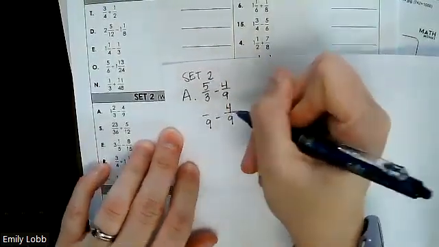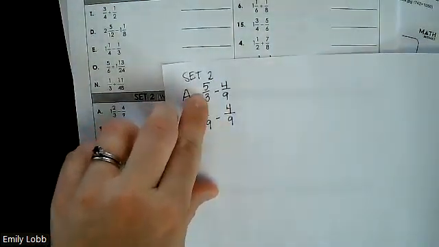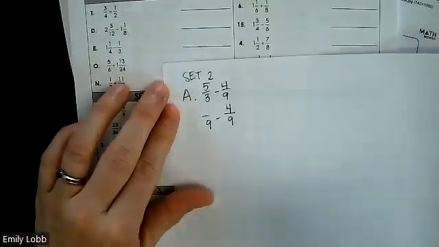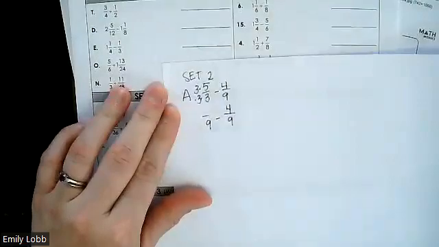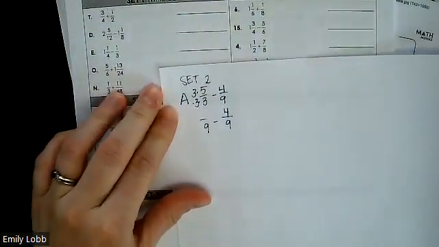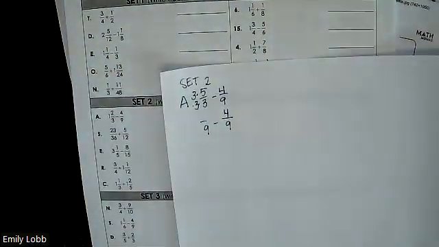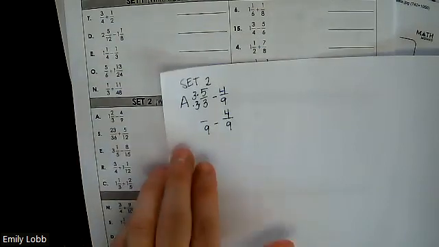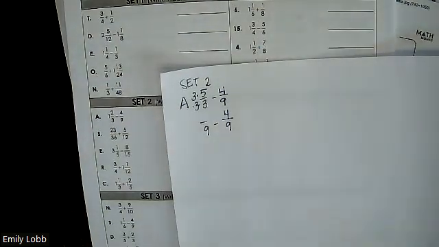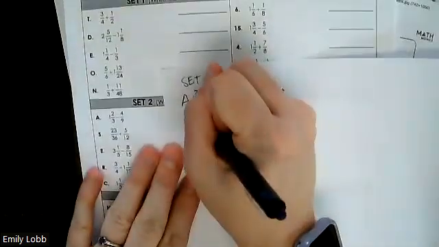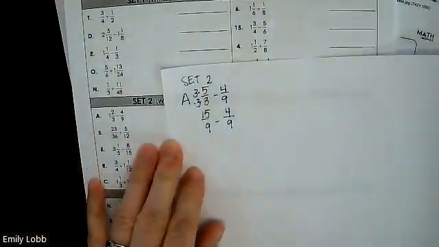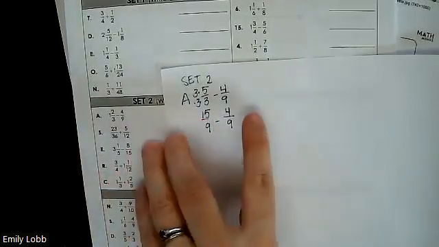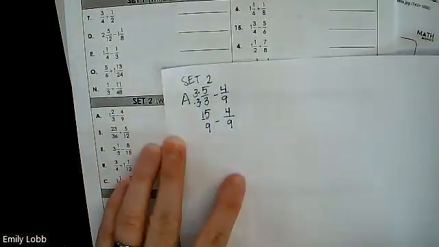This one would stay the same. 3 times what is 9? 3. So whatever I do to the bottom, I have to do to the top. Make sure you're doing this along with me. It's not helpful for you to just sit and watch, right? So what's 3 times 5? 15, not 3 plus 5, 3 times 5. So now I'm going across my numerators. 15 minus 4.